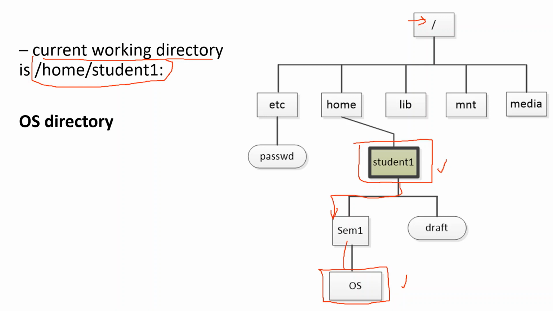So what is the relative path of the OS directory? SAM1/OS. That's the answer. The system is able to locate the OS directory based on the path given here, SAM1/OS, since now you are in the student1 directory. So it is very important for you to identify what the current working directory is. That one is the first example.